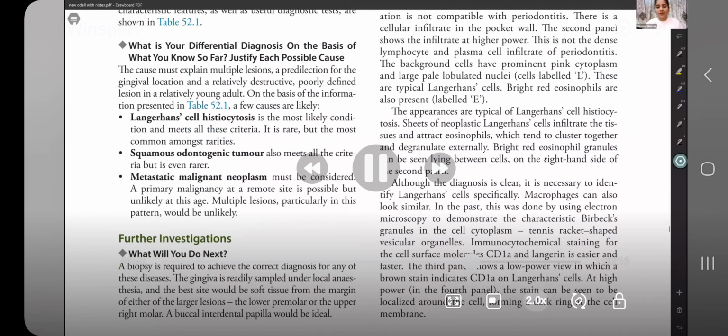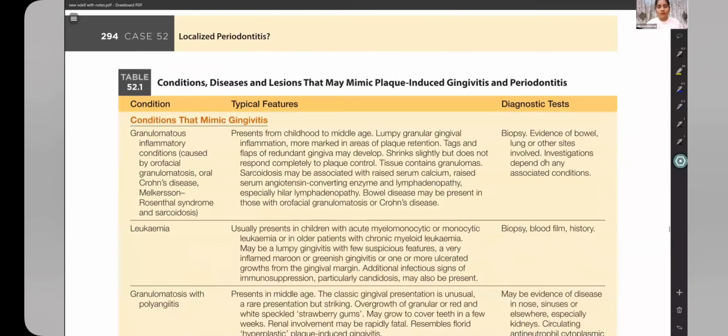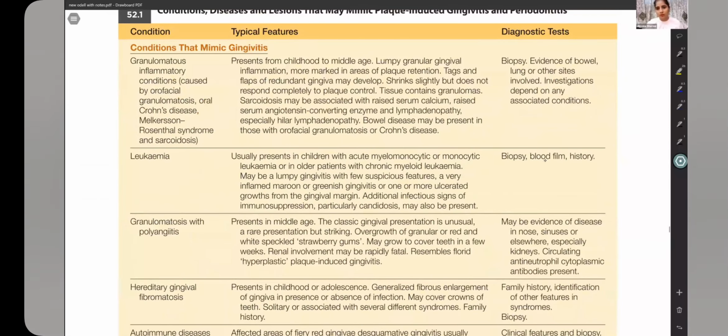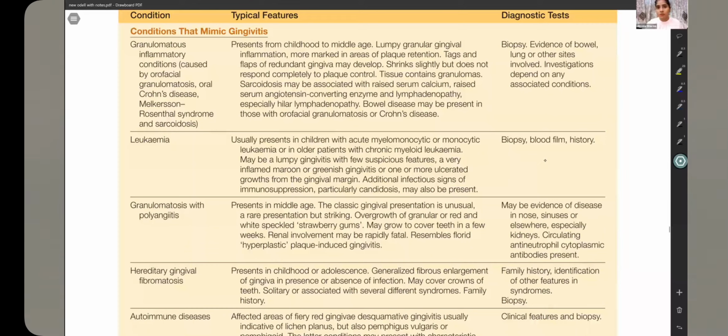Now there are various systemic conditions given on this table, and you don't have to memorize all the features, but rather know their names. And you know that because it's a systemic condition, some kind of more diagnostic tests and investigations would be required to confirm and rule out those conditions. So in the exam, these conditions and diseases will not be asked in detail, but you must know what the differential diagnoses are.